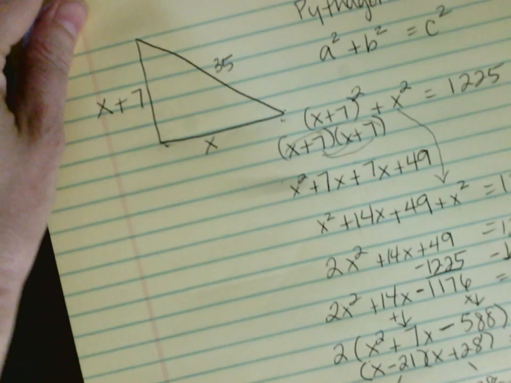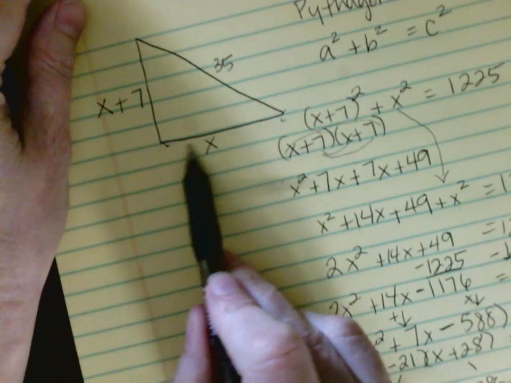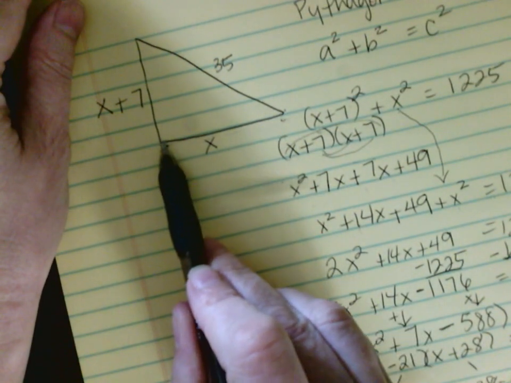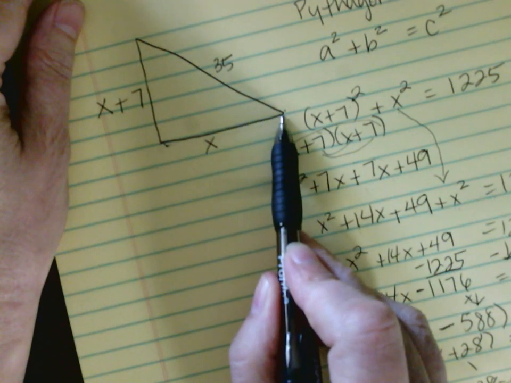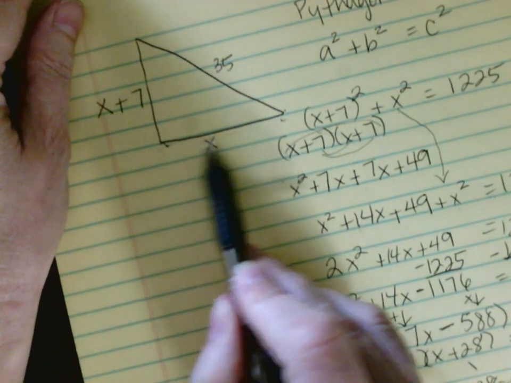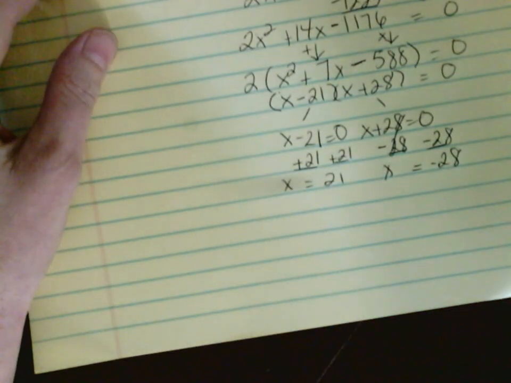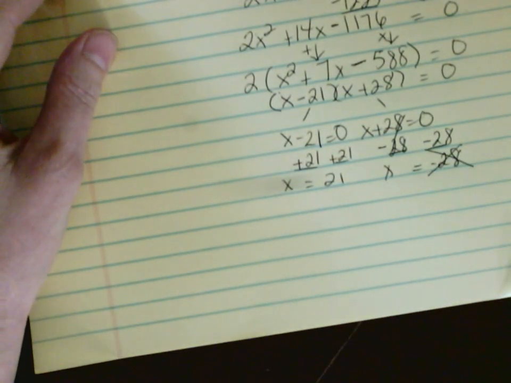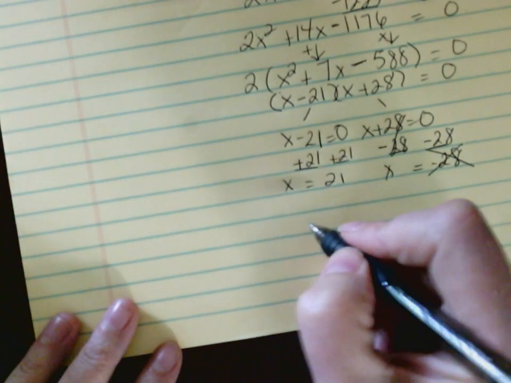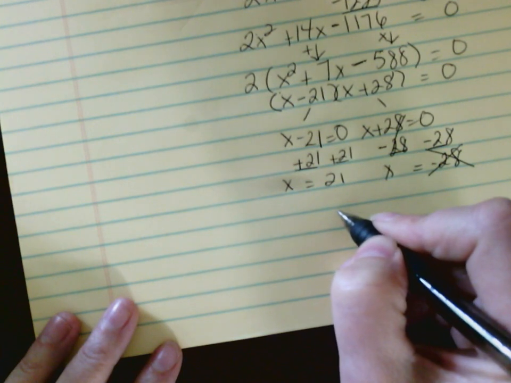Now, let's think about what x represents. It represents the distance from the bottom of the antenna pole to the wire, which means it's a distance, which means it cannot be a negative number. So the x is represented by 21.